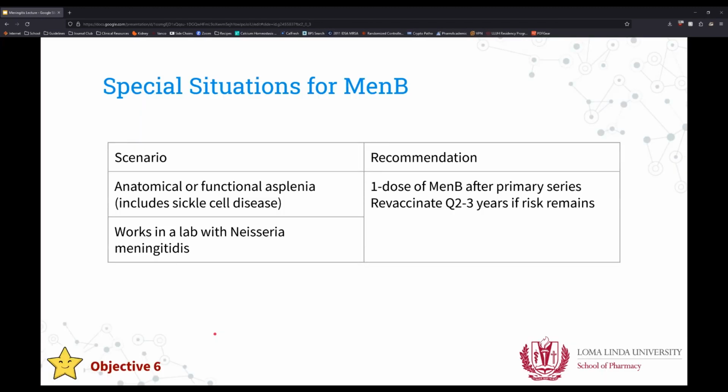And then for other situations involving the meningococcal B serogroup specifically, again, if they have anatomic or functional asplenia, or sickle cell disease, or work in a lab with Neisseria, then you can consider 1 dose of meningococcal B after their primary series. And then you can revaccinate every 2 to 3 years if the patient is still at risk.